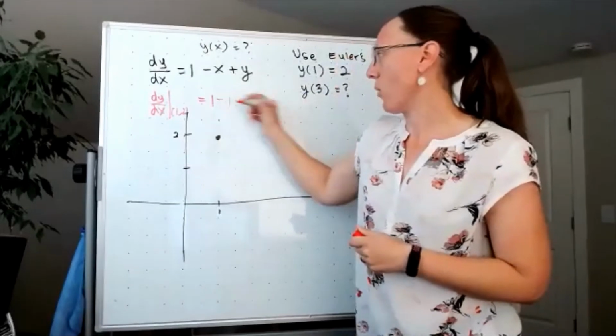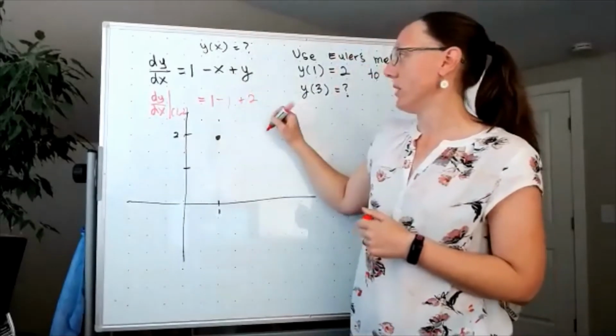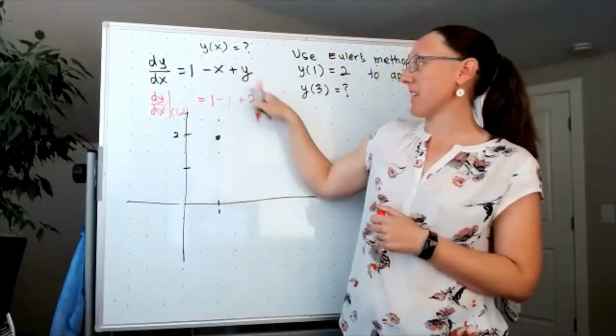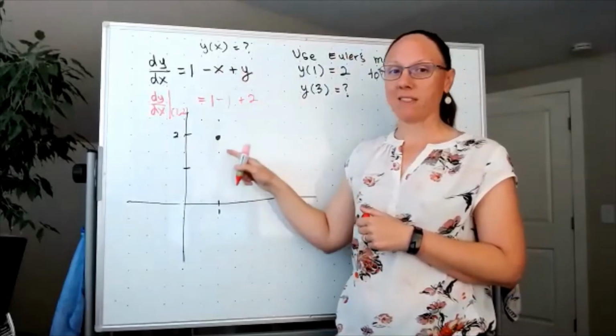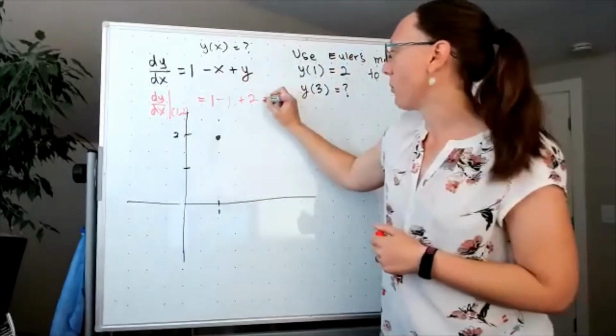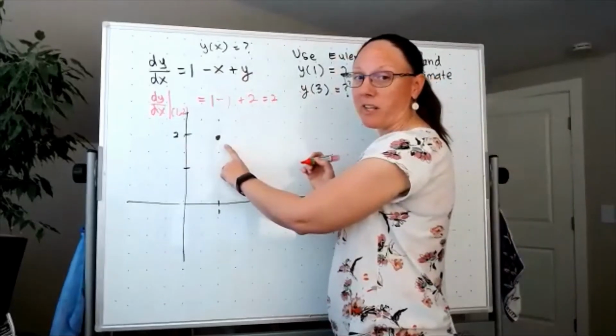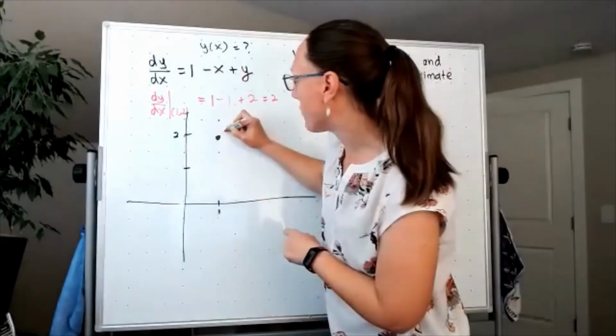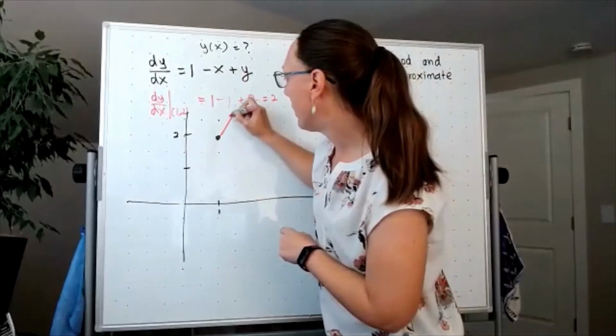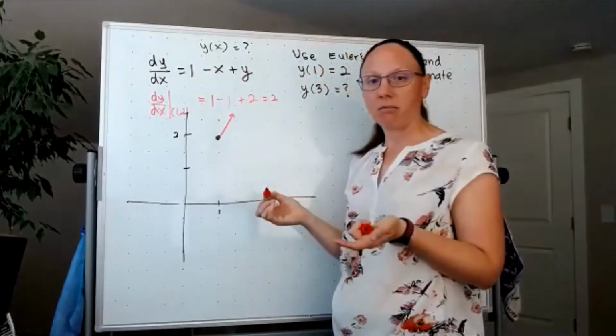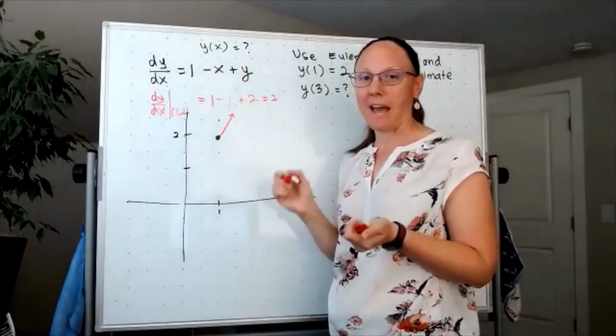1 minus 1 plus 2, because I'm plugging in 1 for x and 2 for y. So at this point, my slope is 2. So if I started at this point and moved with a slope of 2, just a little bit, where would I be?